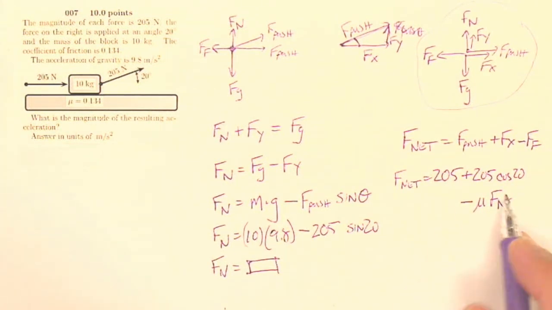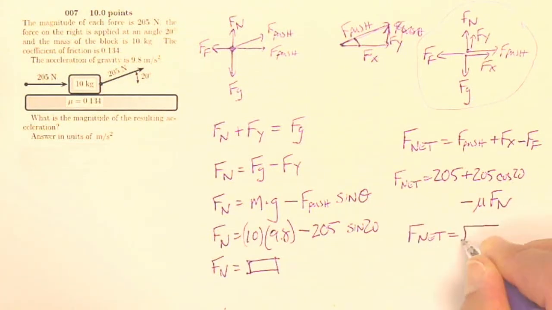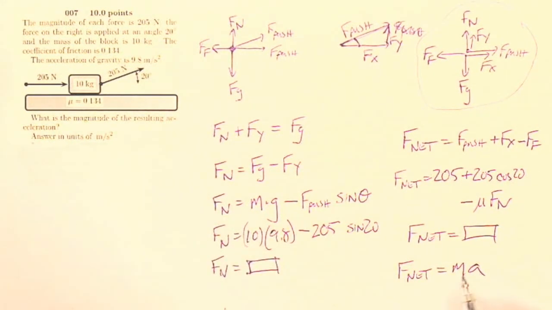Do I know my normal force? I sure do. I just calculated it here. So when you plug in your 205 and 205 cosine 20 and you subtract the mu times the normal force, that'll give you a net force. And what does the net force do? The net force causes the mass to accelerate. Net force equals ma. It's asking for the acceleration, so I have one last thing to do, and that's to take my net force divided by mass, and that will give me my acceleration. It's going to be my net force divided by my mass.